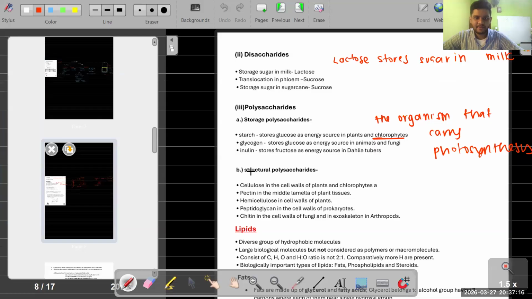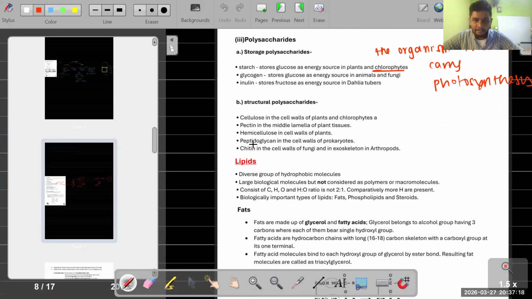Let's move to the polysaccharide function part. Peptidoglycan in cell walls of prokaryotes. This is a new one. Have you come across this peptidoglycan in your levels?